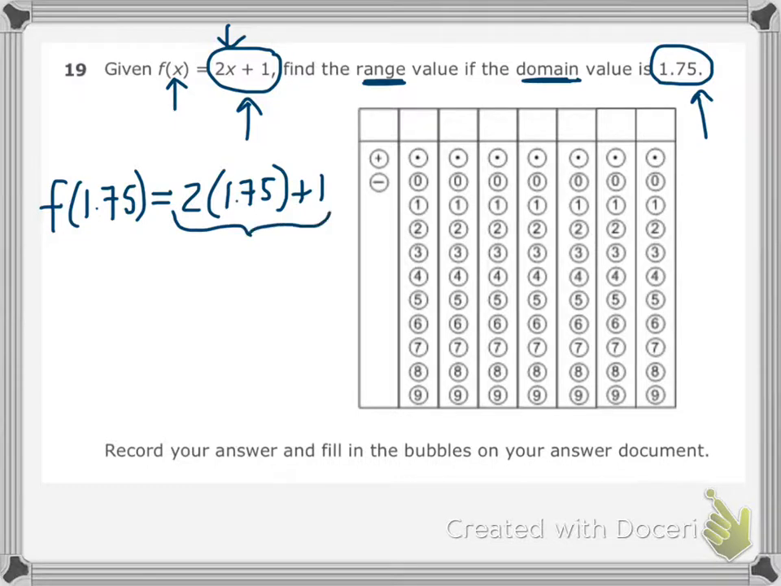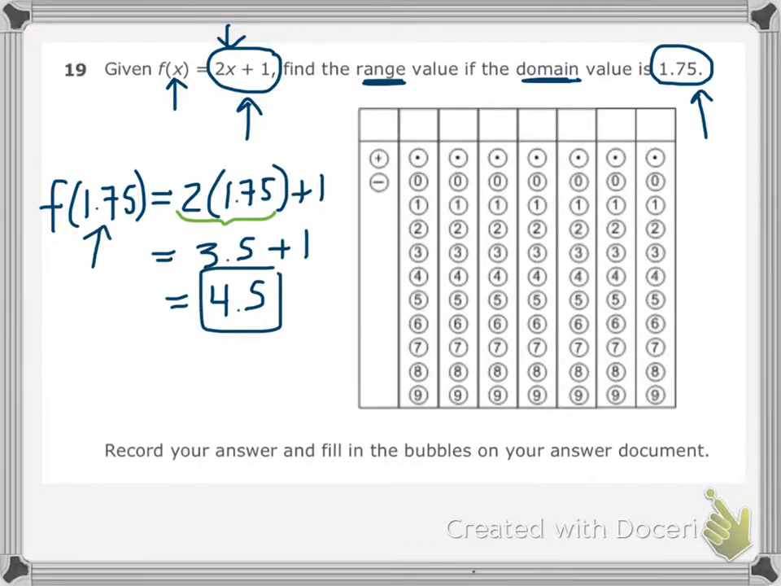And this part, you can type into the calculate part of your calculator, and it will figure that out for you. Or you can just do it by hand as well, especially if it's easier numbers. But if you're not sure, don't hesitate to type it into your calculator. So if I type this into my calculator, it's going to give me 4.5. If I want to do it by hand, 2 times 1.75, this part, equals 3.5. And then plus the 1, that's going to equal 4.5. So my output is 4.5 when my input was 1.75.